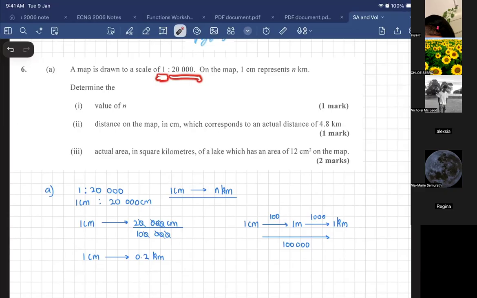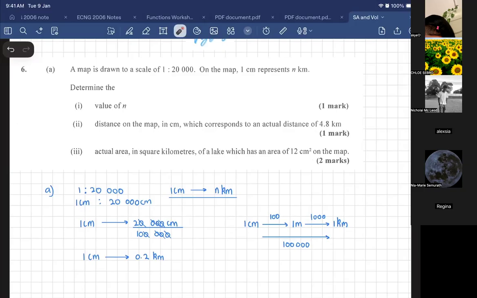Yes, sir. And they want us to write it like this actually. They want us to write it as 1 centimeter represents n kilometers. So Chloe, we know that 1 centimeter on the map represents 20,000 centimeters. That's what it represents. But they want us to convert the 20,000 centimeters to what? Based on this instruction, they want us to convert the centimeters to what? Kilometers. Exactly. So we need to figure out how many centimeters it takes to make 1 kilometer. Understand?